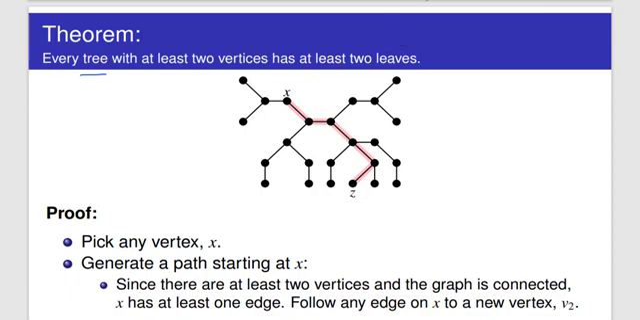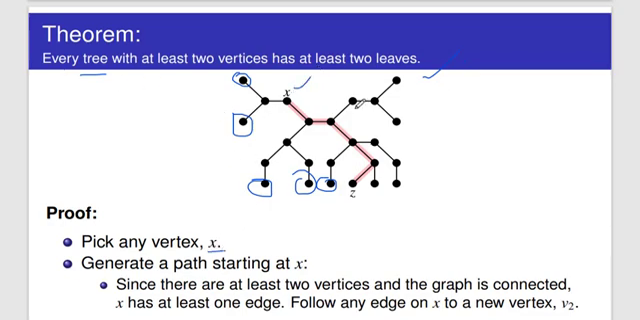For this graph you can see that this is also a leaf, this is also degree 1, this is also 1. You can see that there are more than two leaves. But how do we prove that this theorem is true? How to prove it? So let's say we pick any vertex x.